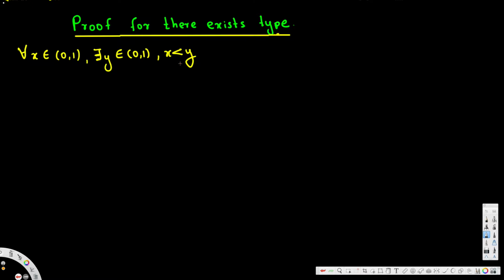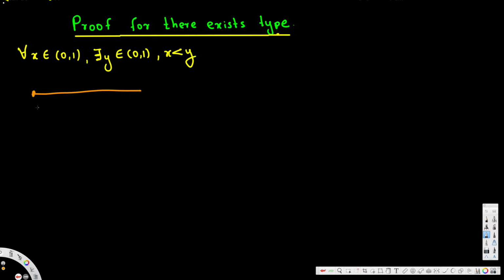What's going on, guys? In this video we are going to see how to do the proof for there exists type of statements. Here we have the statement that says for all x belongs to (0, 1) there exists a y belongs to (0, 1) such that x is less than y. Okay, so let's go ahead and get a general idea for this one.